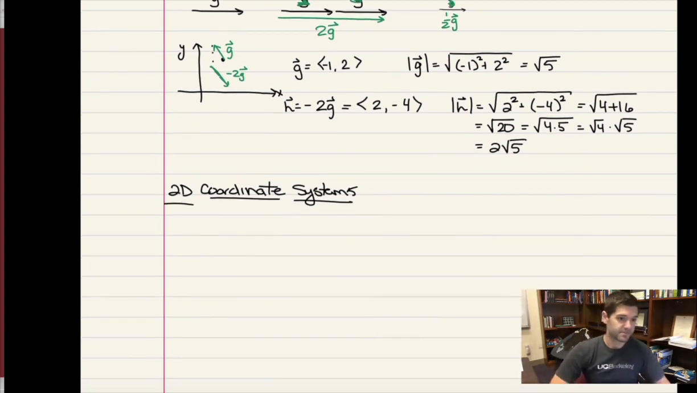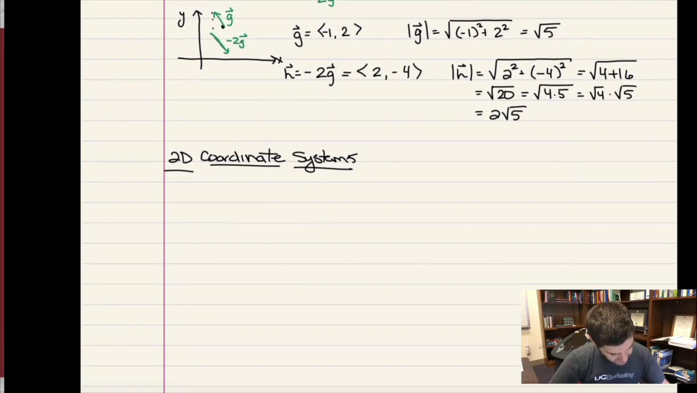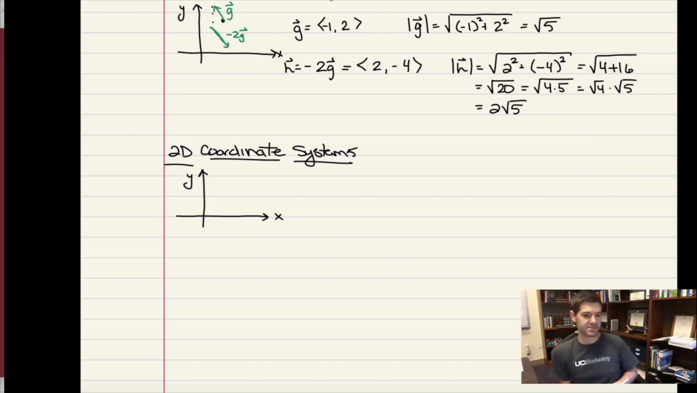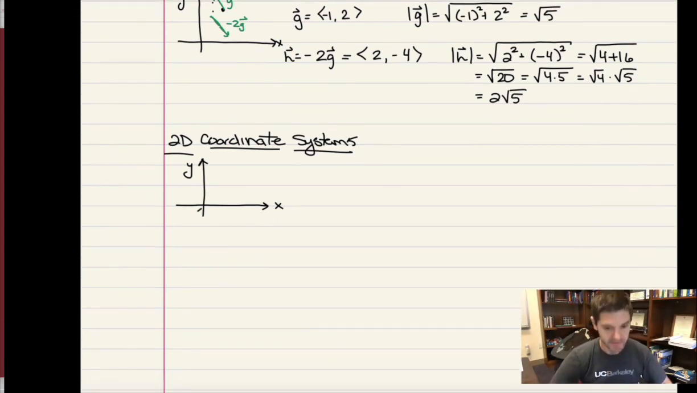Two-dimensional (2D) coordinate systems. Same idea as what we've seen before with 1D coordinate systems, where you have some axis that corresponds to one dimension, usually called x, and then another axis that corresponds to the second dimension, let's call it y. And the little arrows signify which direction is the positive direction, and they intercept at some point, which we define as the origin.